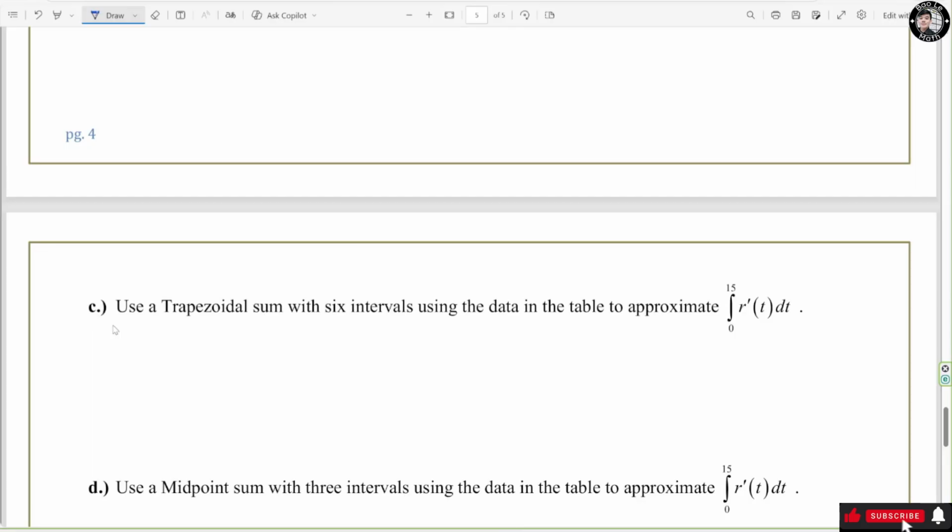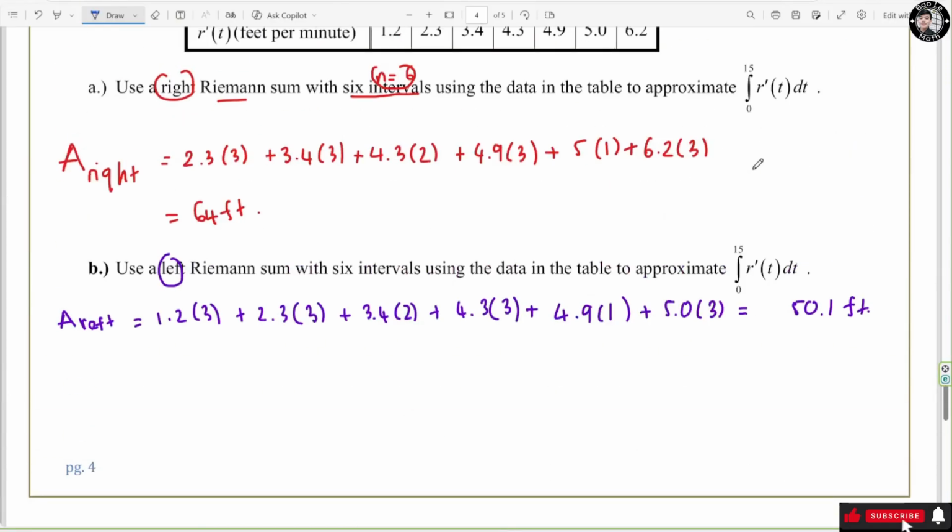Now, question C. We do exactly the same thing, but we're going to use the trapezoidal sum, right? So remember, trapezoid area is going to be base 1 plus base 2 times height divided by 2, right? Now, we go back over here.